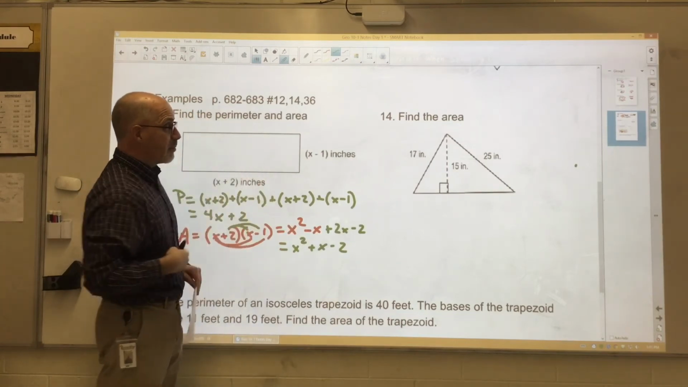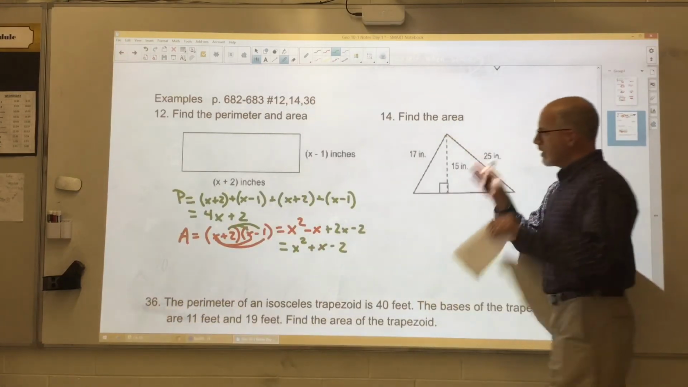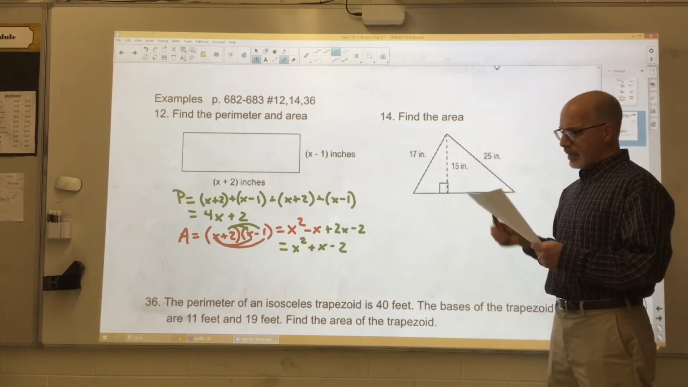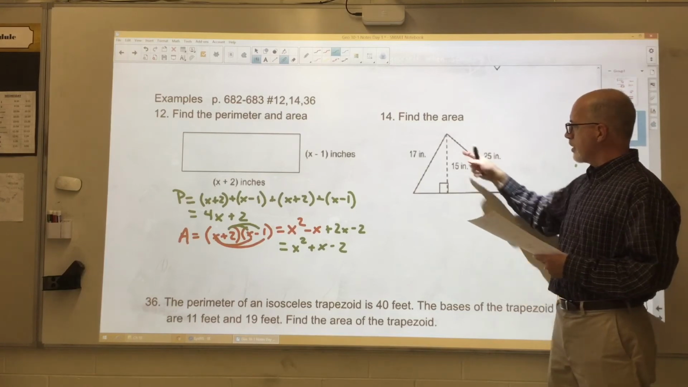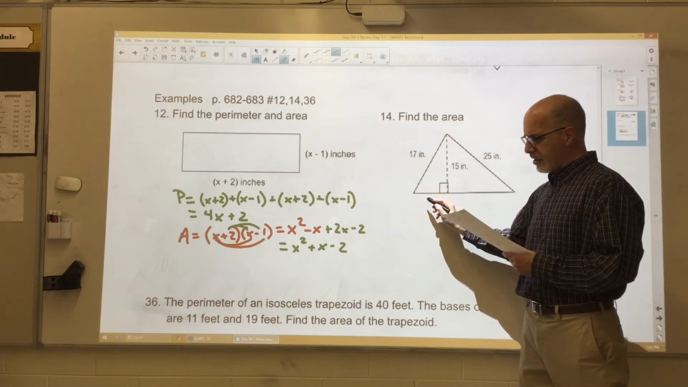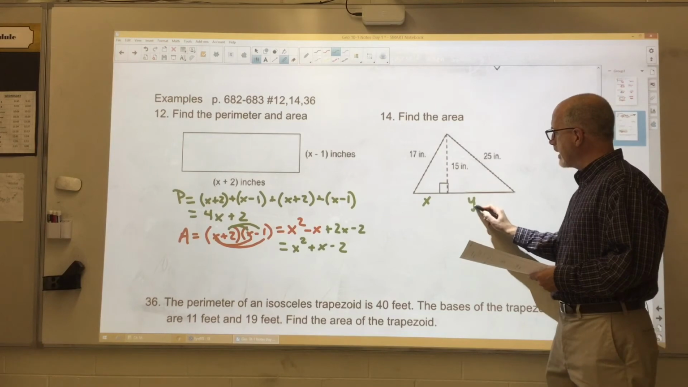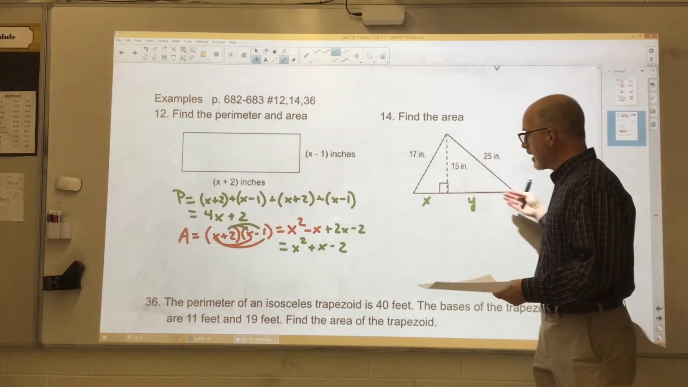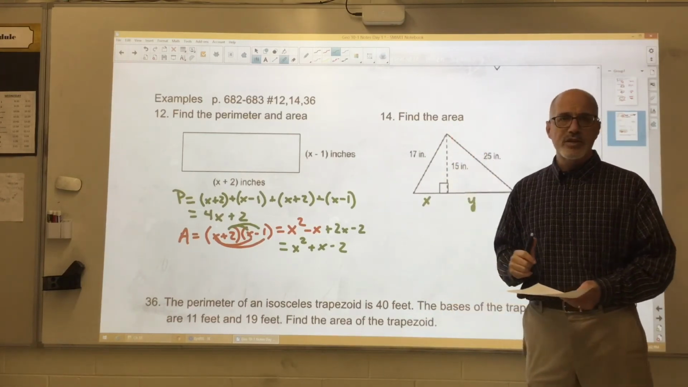Now, let's take a look at number 14 off of page 682 to 683. If we want to find the area, this is just based on our different sides. And so what we have to do for this one is we have to figure out what the different values are. Now I've got right triangles here, so what I want to do is find this little guy here, I'll call this x, and then I need to find this side here, I'll call it y, and we can do that by using the Pythagorean theorem. And then we'll just add them together to get what the whole base is, and then we'll take base times height divided by 2 to get the area.